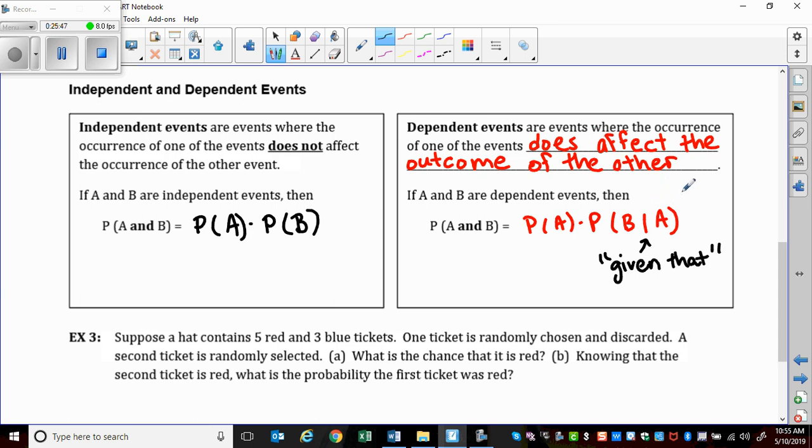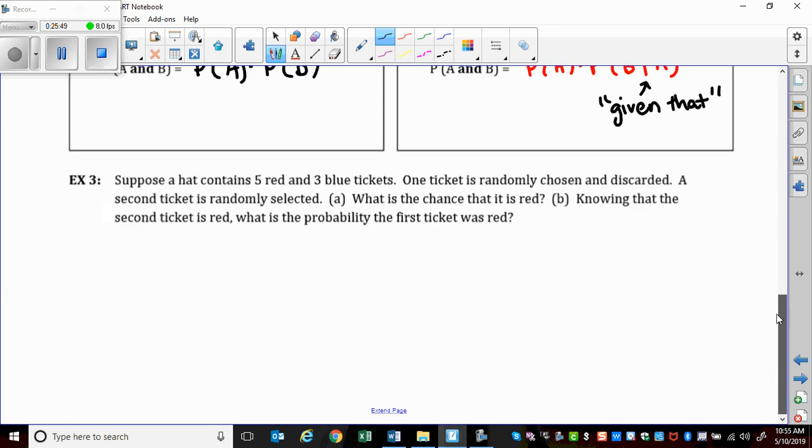So let's try this one. Suppose a hat contains 5 red and 3 blue tickets. 1 ticket is randomly chosen and discarded. So 5 red and 3 blue. This is what I'm going to start with. My total is 8. So we're going to have 5 over 8, which is red, and then 3 over 8 is blue.